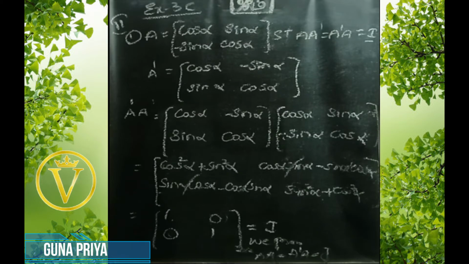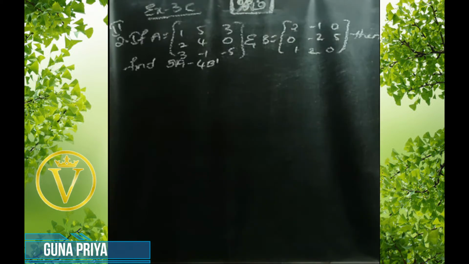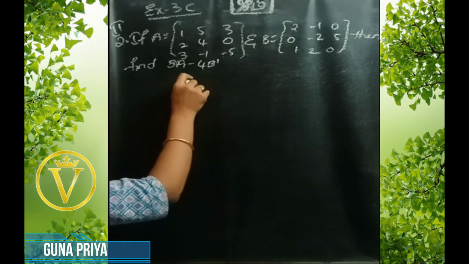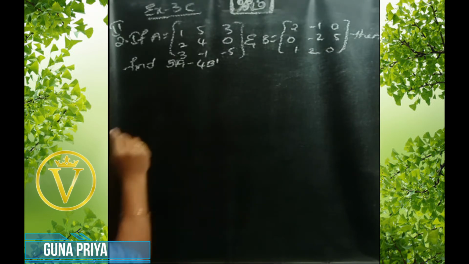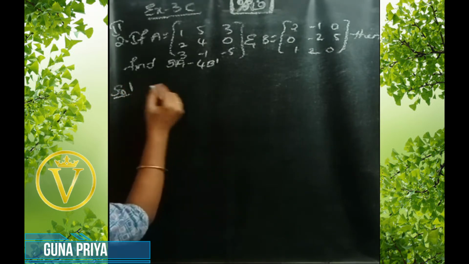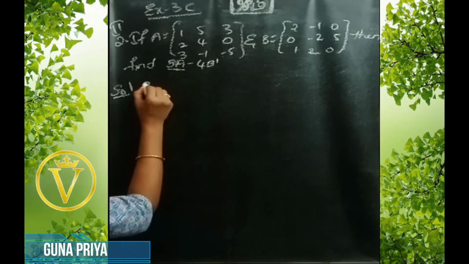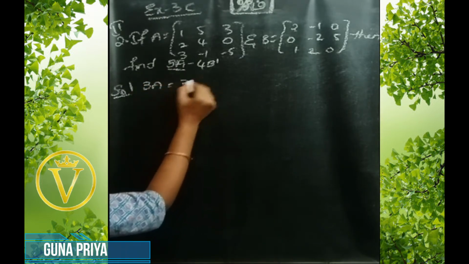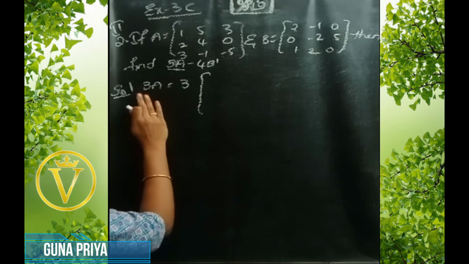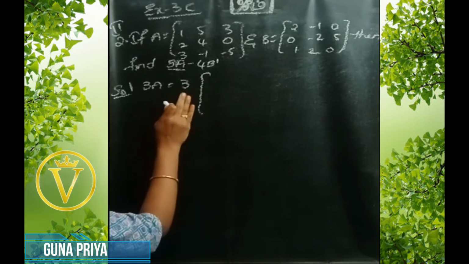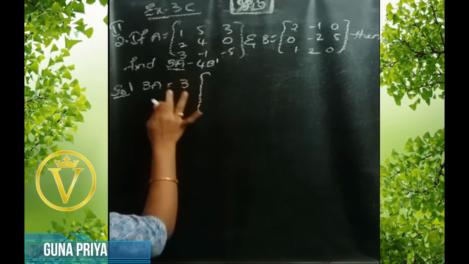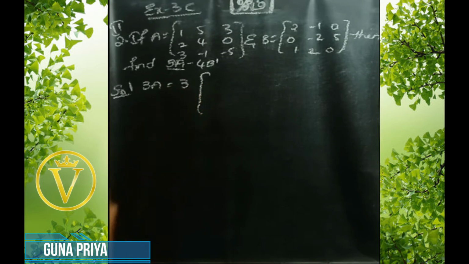Okay, next we will go for another problem. They have given two matrices and asked to find 3A minus 4B dash. First we have to find 3A. You have to multiply, this is scalar multiplication. A scalar is nothing but a constant value, here the scalar is 3.